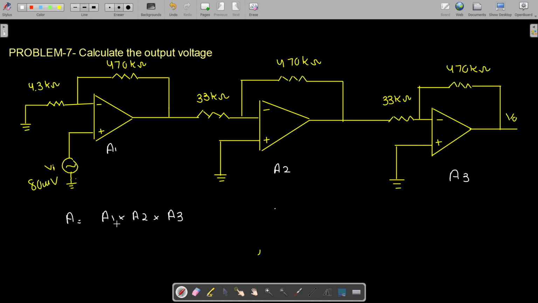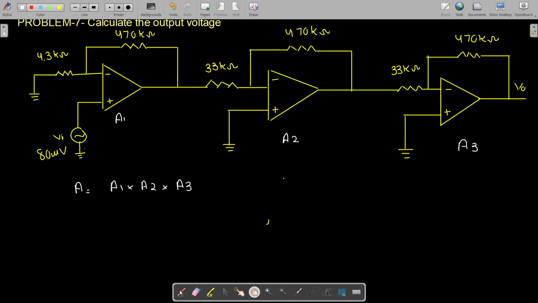Now this A1, what is this A1? First of all, let me find the A1. A1 is equal to, because this is non-inverting, gain A1 is 1 plus RF divided by R1, which is 1 plus 470 kilo ohm divided by 4.3 kilo ohm. Right? So when we simplify this, we get 110.3. So A1 has been found out.